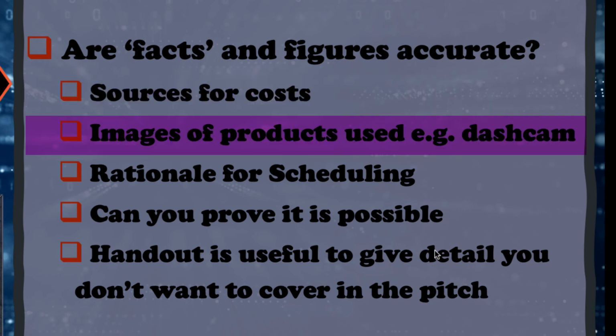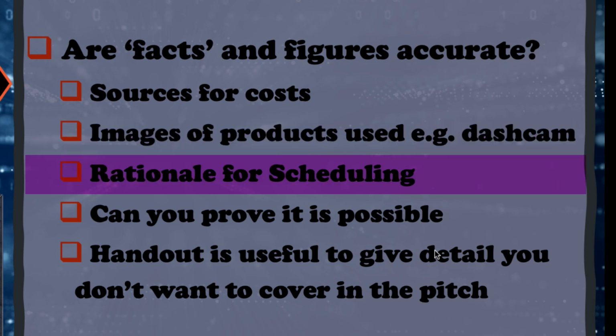What about the images of the dash cam? Do I know what it's going to look like? What about the scheduling? Why is that going to take 2 weeks? Why is that going to take 3 weeks? You're not going to have time to go into detail about every single phase and every single task, but I want to understand how long things are going to take and roughly how it gets broken down, which will mean talking through your Gantt chart.